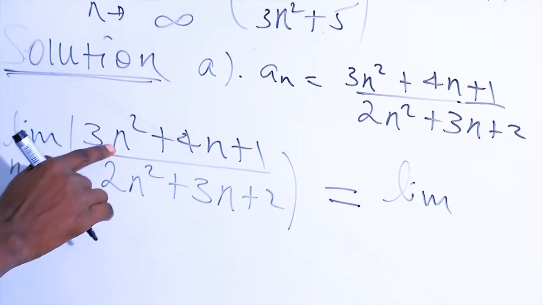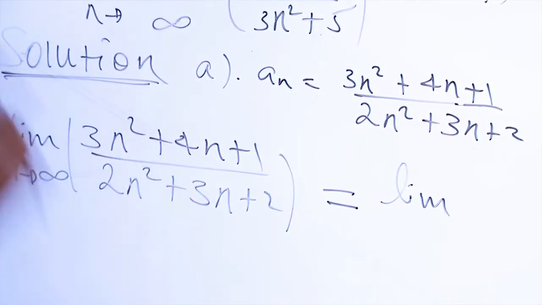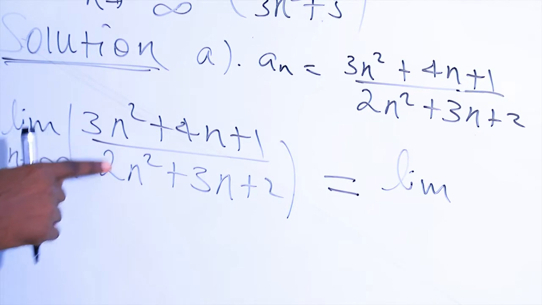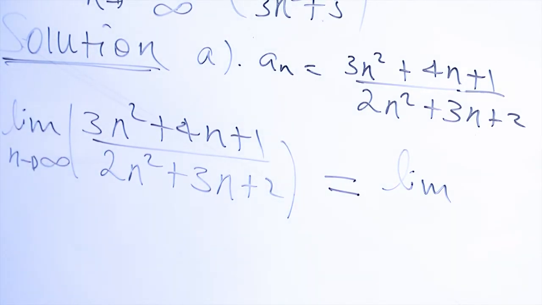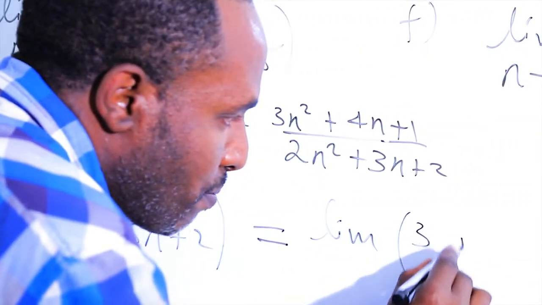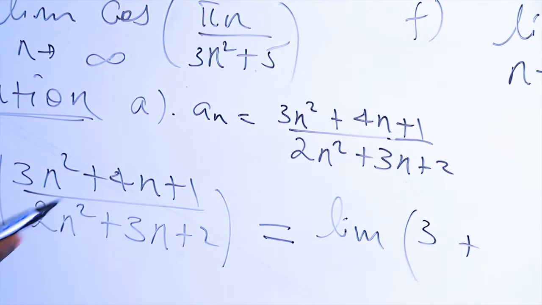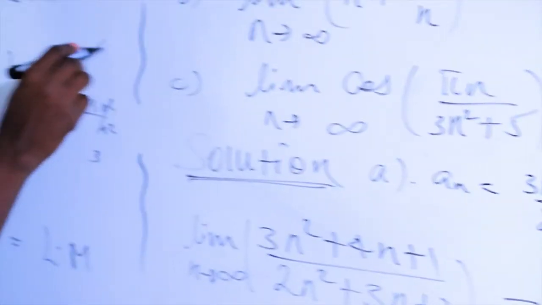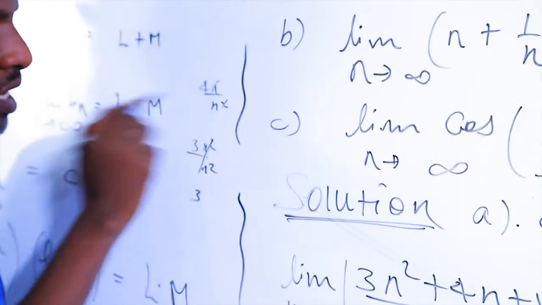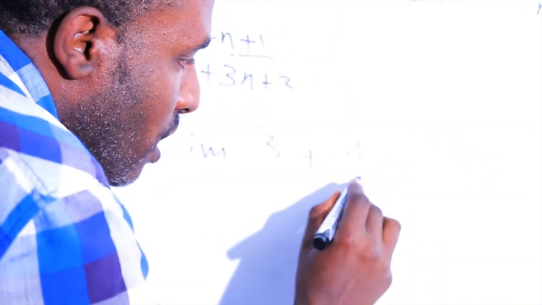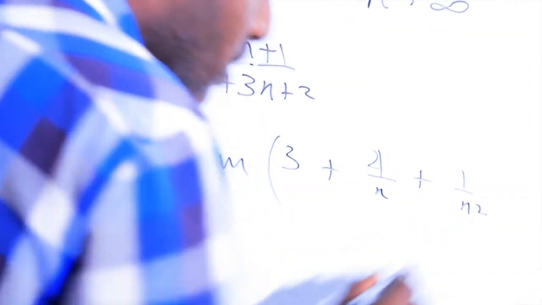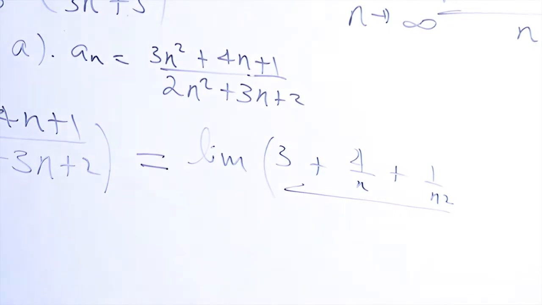So every term from the denominator and the numerator we must divide by what? By n squared. Therefore here, 3n squared over n squared becomes 3. Then 4n divided by n squared, the n by n cancel out, the result is 4 over n. Plus again 1 divided by n squared, simply 1 over n squared.